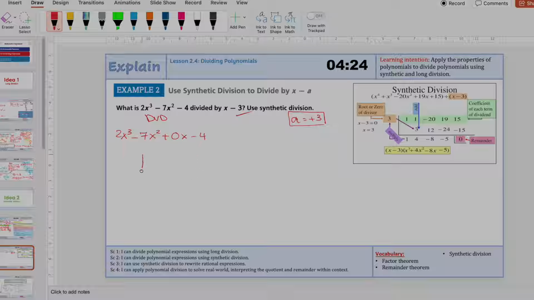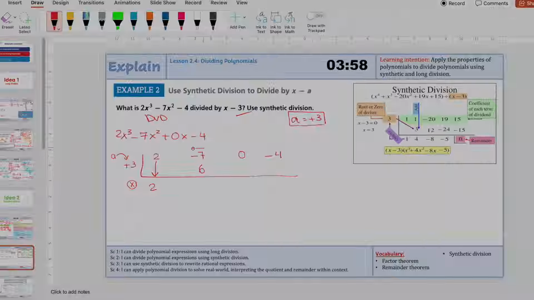Okay? So how do we do that? Just draw a corner, and then put here your a, positive 3. Inside here we put the coefficients. I have 2, then -7, then 0, then -4. Now what do we do? First, bring the first term down. Anything down, you multiply it with the a. That's my a. 2 times 3 is 6. Then combine. -7 with 6 is -1.